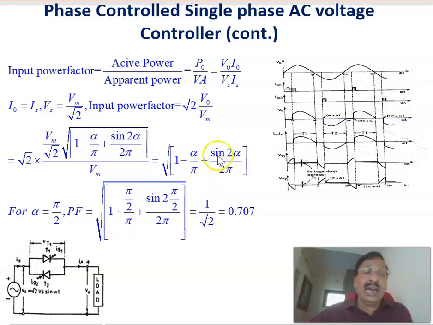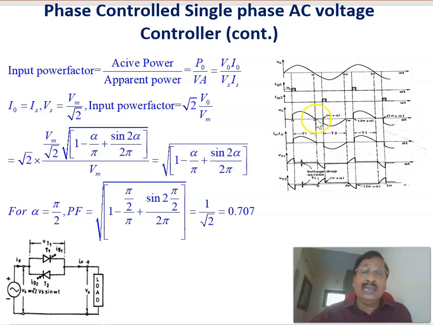As alpha changes, as the firing angle changes, we can see that the power factor changes. For example, if you make alpha equal to pi by 2, or the firing angle equal to 90 degrees, and substitute 1 minus pi by 2 divided by pi plus sin 2 pi by 2 divided by 2 pi under the square root, we get 1 by root 2, or 0.707. Therefore, the power factor corresponding to a firing angle or phase angle of pi by 2 is 0.707.